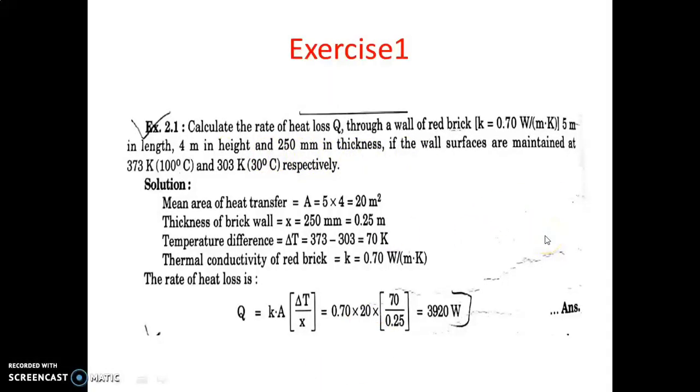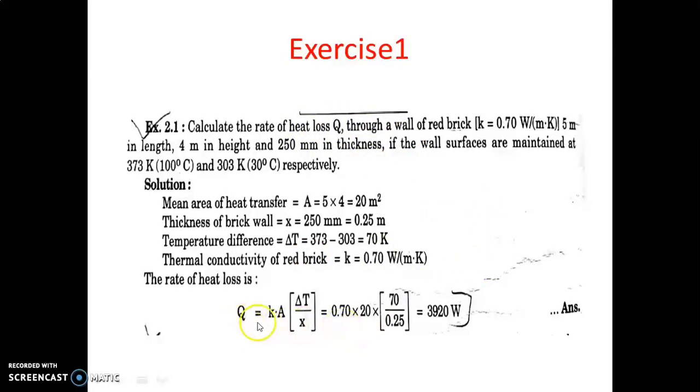And the temperature, that means inner and outer temperature of this brick, is 373 Kelvin and 303 Kelvin. So from this data we have to calculate the heat transfer rate, that means Q.